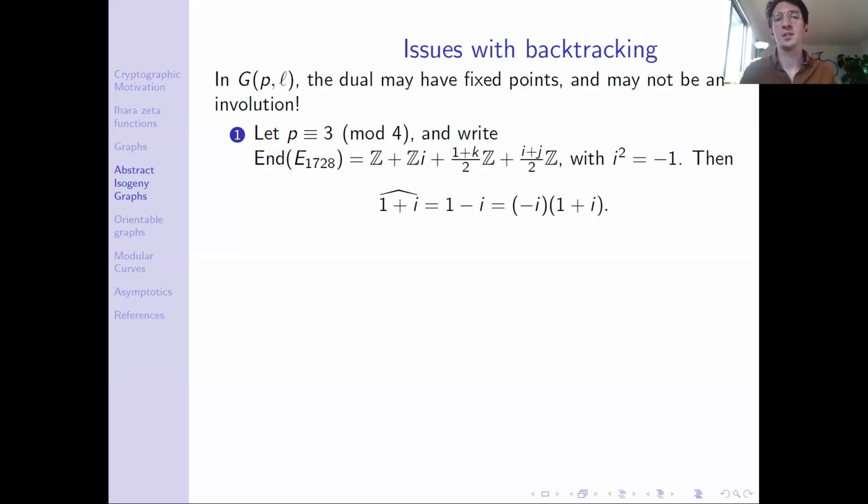You can take the usual p is 3 mod 4, and you just write down the endomorphism ring of the curve with j-invariant 1728. This is often written E_0 in isogeny literature, but that kind of drives me crazy sometimes because I always think that it should be the j-invariant 0. So I wrote it as E_1728.